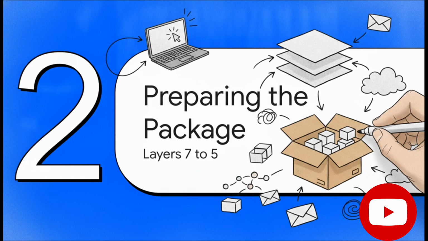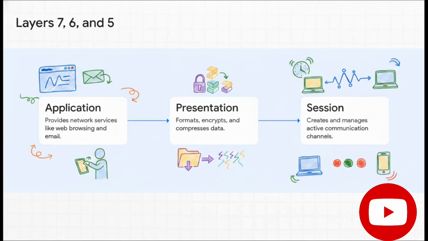Moving on to step 2, preparing the package. Our courier's journey actually kicks off right at your screen, at layer 7, the application layer. This is the layer that's closest to you, the user. When you open up your web browser or send an email, your application is interacting directly with this layer using protocols like HTTP or SMTP.